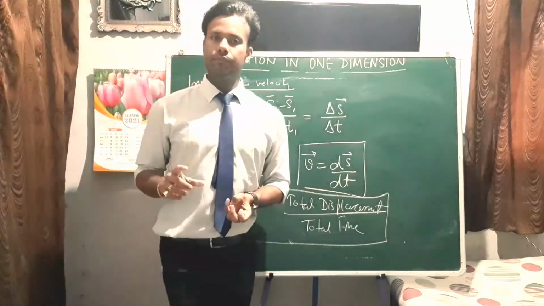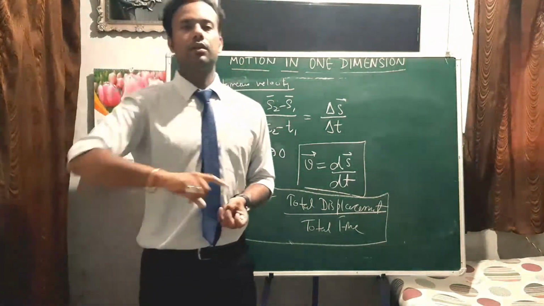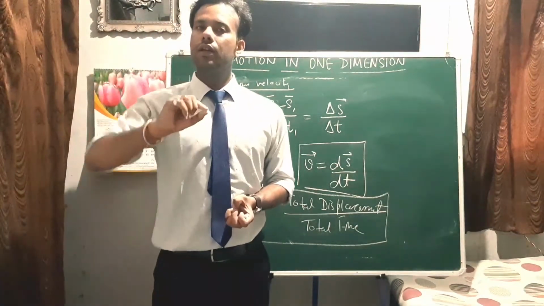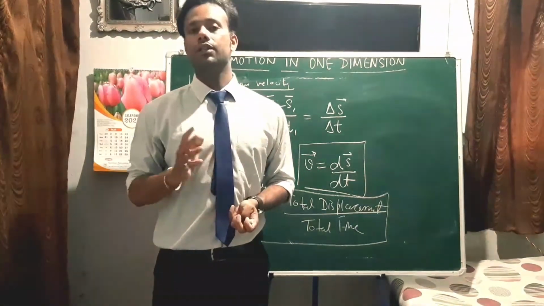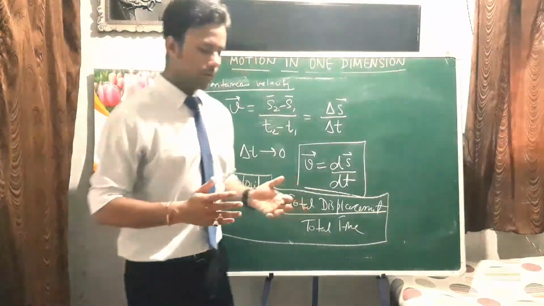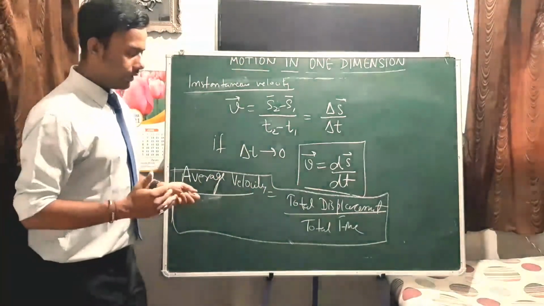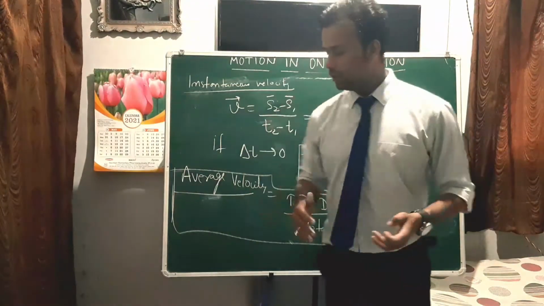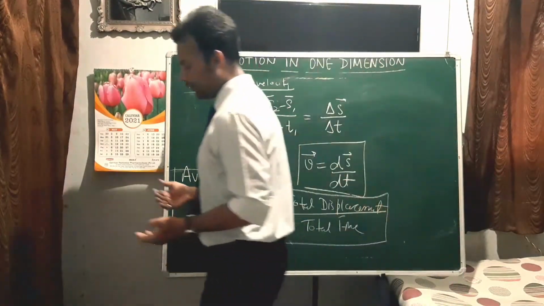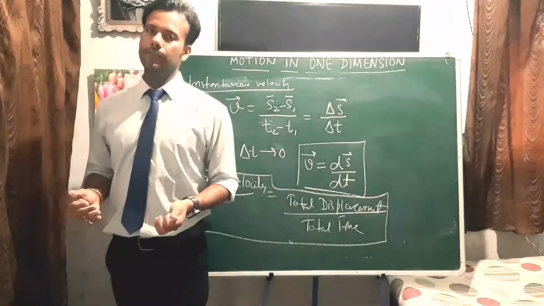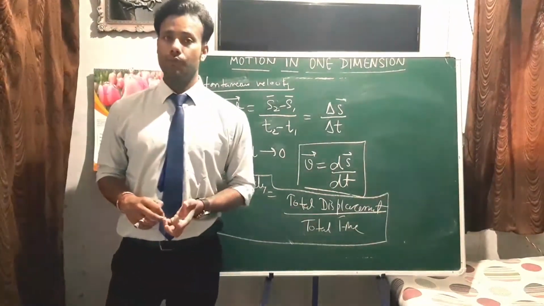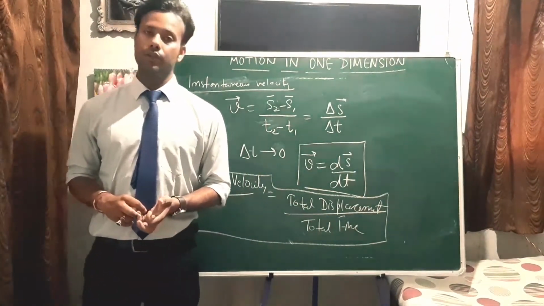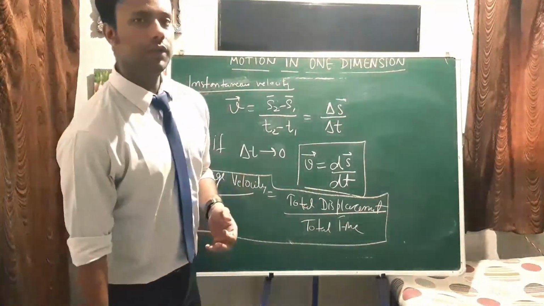If anybody returns to its initial position after covering some displacement, then the average velocity of the body is always 0. Because suppose I have started my journey from this point and I reach this point and then return and again reach the point where I started my journey. That means the total displacement of the body will be 0 and hence the average velocity will be 0. Now let's talk about speed.